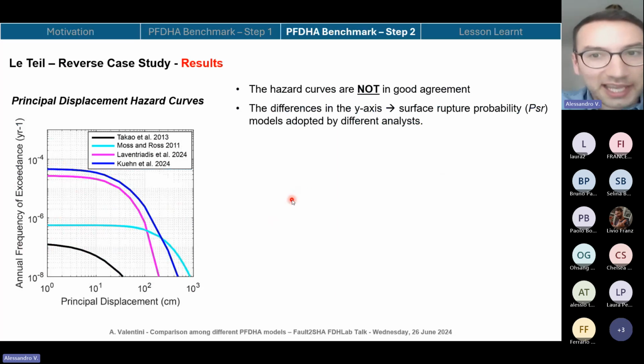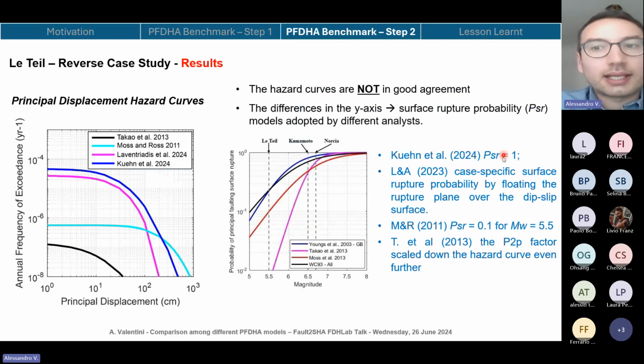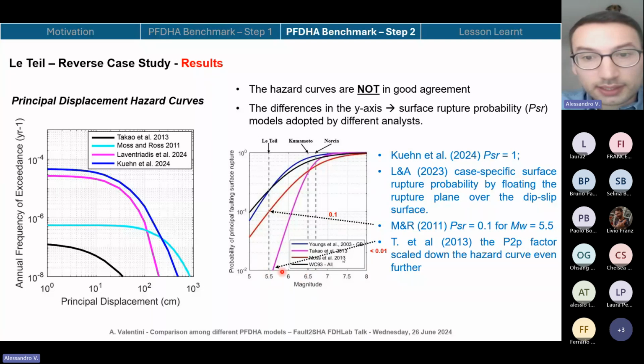The difference in the y-axis, again, if it is not clear, is given by the surface rupture probability models. Cao et al. apply again a PSR equal to 1. Lavrentiadis and Abrahamson model the same case-specific surface rupture probability. Moss and Ross apply the Moss and Ross 2013 regression for reverse kinematic, and the probability is around 0.1 for a magnitude 5.5. And Takao, also considering it's lower than 1%, the probability of having a surface rupture for a magnitude of 5.5, and in addition, this probability is scaled down again for the P2 factor.